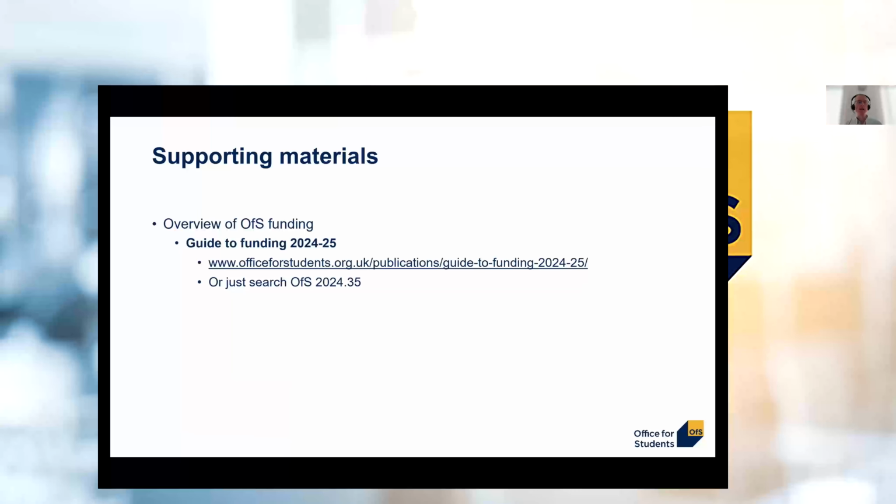I won't actually read this long address here, but if you want to find that, go to our website, officeforstudents.org.uk, and search for OFS 2024.35, which is its publication number, or you can just search Guide to Funding. The best place to start for HESES resources is the main HESES page on our website.